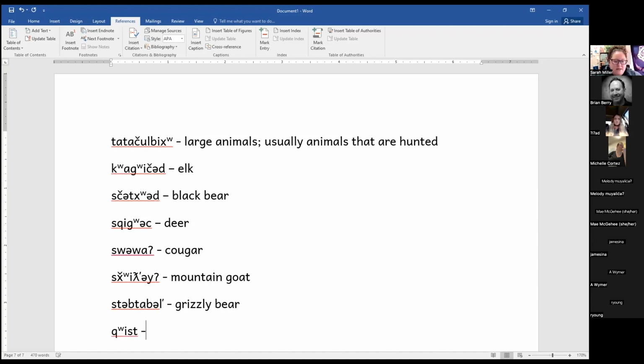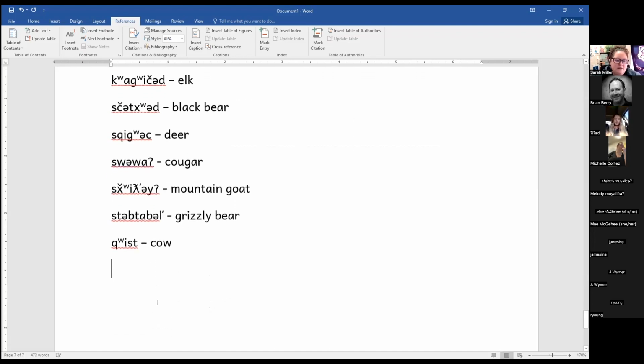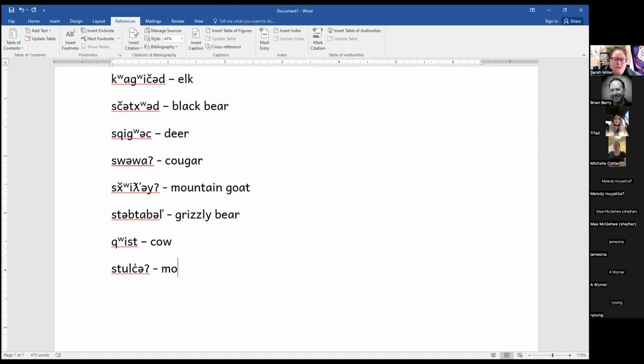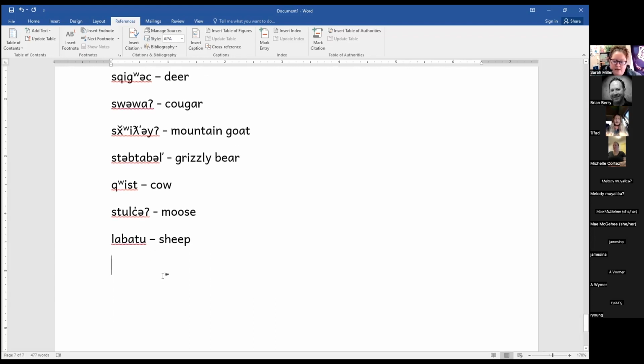We have puist, which is cow. Puist. That one's simple. Stolta. Stolta is moose. Wabato, sheep. Labato. And last one. Is it the last one? Hold on. Okay, yeah. Stipeu. Stipeu is horse.